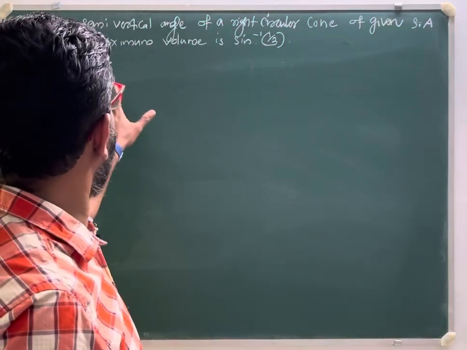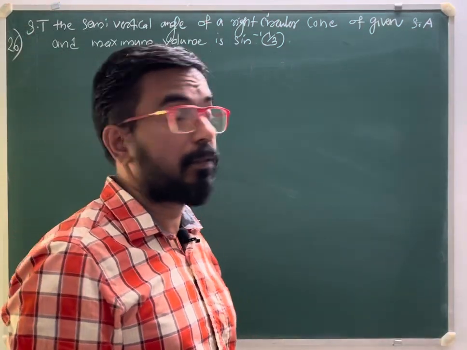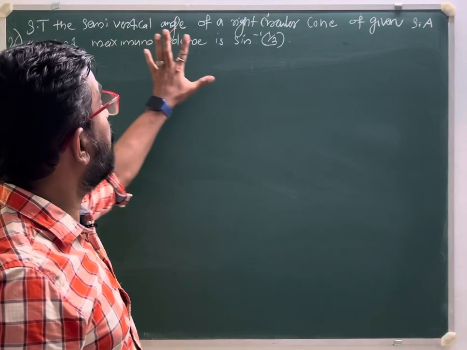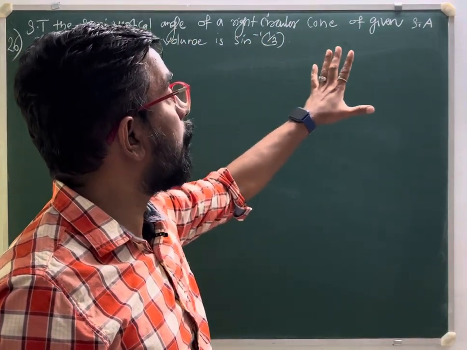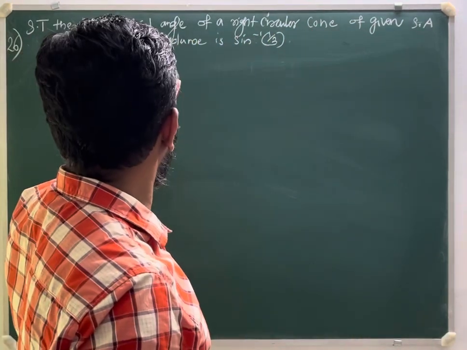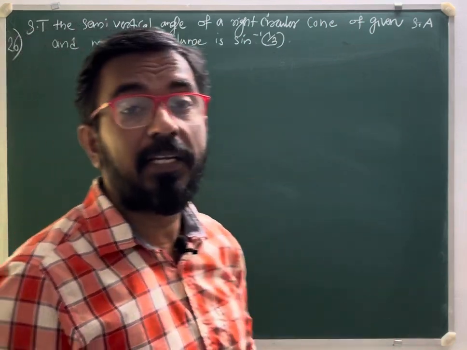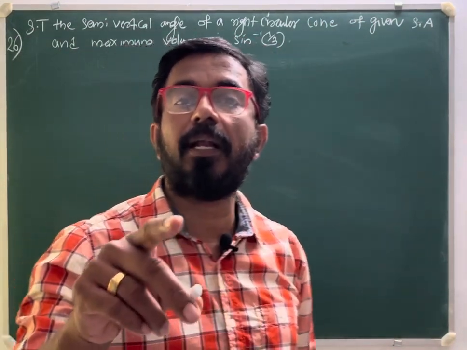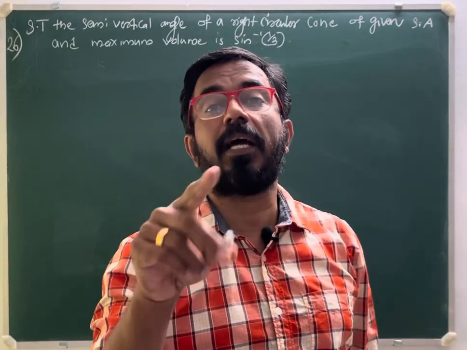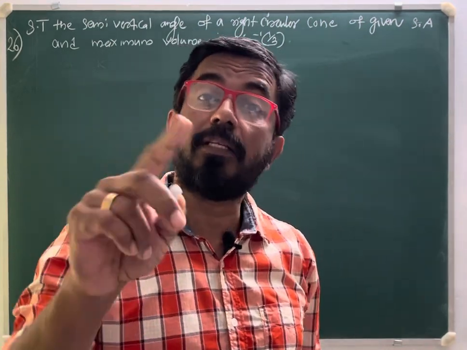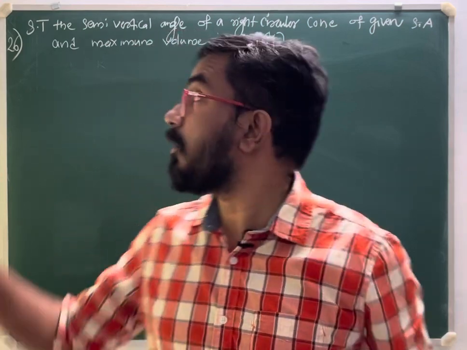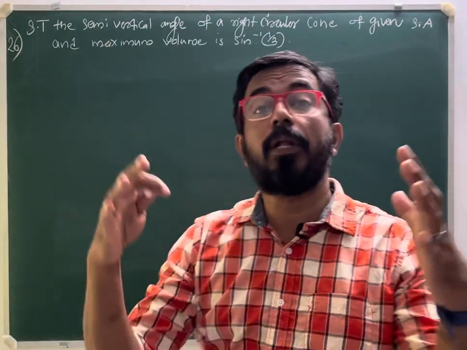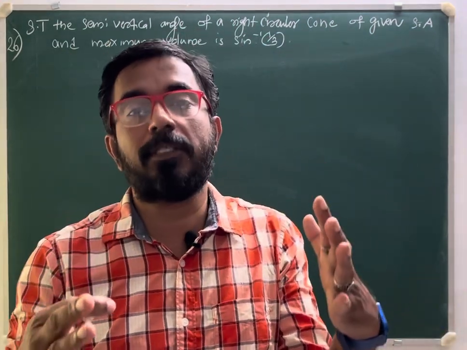Question number 12 of application of derivatives. Show that the semi-vertical angle of a right circular cone of given surface area and maximum volume is sine inverse 1 by 3. You need to prove that the semi-vertical angle of a cone is sine inverse 1 by 3 when the surface area is a constant because it's given, but the volume is to be maximized, when the volume is maximum.